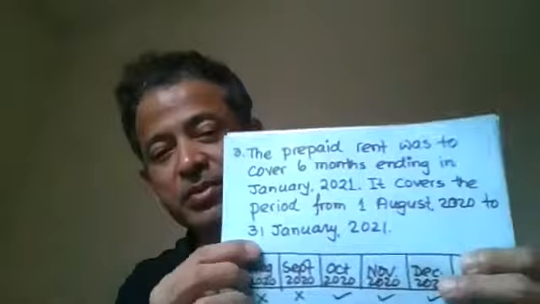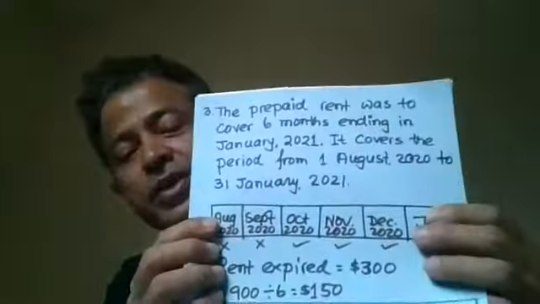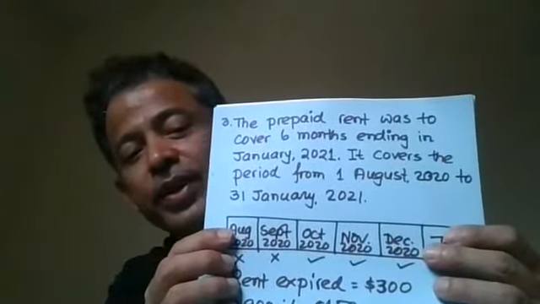That means it was supposed to cover, and we are given more explanation, the period from 1st of August to 31st of January of next year. So 1st of August until end of January of next year. So August, September, October, November, December, and January. So that makes it 6 months. Now see, of the 6 months, how many months have expired? Only August and September have. So 2 months of rent must be expensed, must be recognized as rent expense.